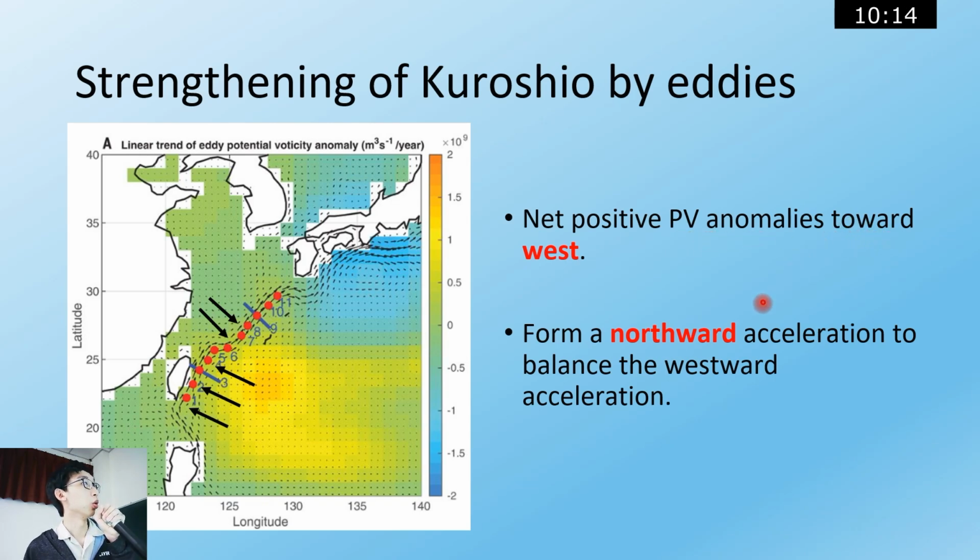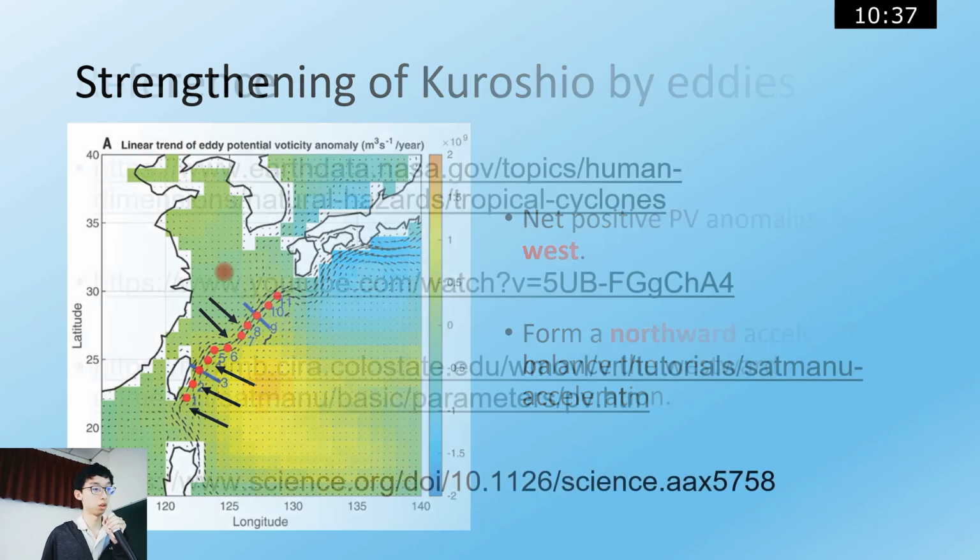that will push the Kuroshio current toward the east, and there must be a northward acceleration to balance the westward acceleration, and it is the Kuroshio current. So the Kuroshio current will accelerate. This is the main reason for this, and this is the reference.